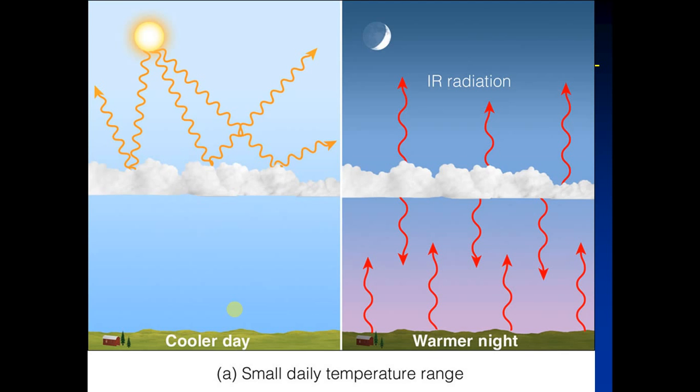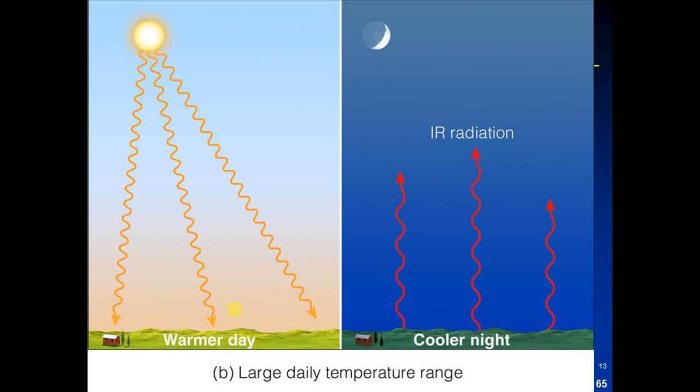Clouds have the effect of reducing the daily range in temperature. So on a cloudy day, all else being equal, one should expect a lower maximum temperature due to the albedo effect of clouds, and a greater minimum temperature due to the greenhouse effect of clouds. Whereas on a clear day, there's no albedo effect of the clouds, and there's no greenhouse effect of the clouds.